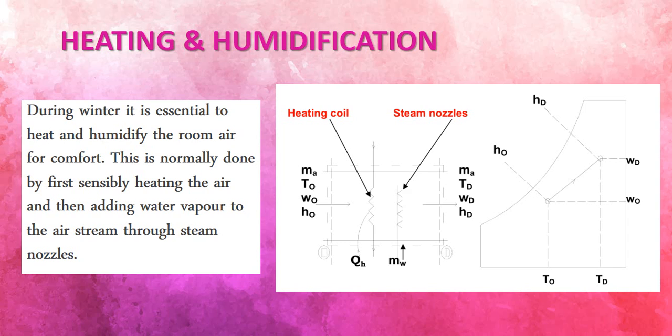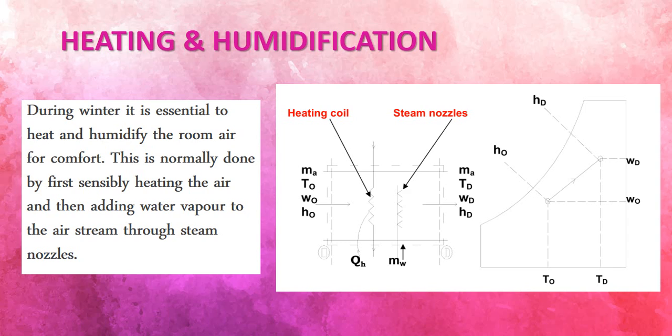Now, for heating and humidification, the opposite of the third process, you heat up and you increase the moisture content. This is very practical in countries which experience snow. During winter, it is essential to heat and humidify the room air for comfort. This is normally done by first sensibly heating the air, passing it to a hot coil, and then adding water vapor before it leaves your equipment.